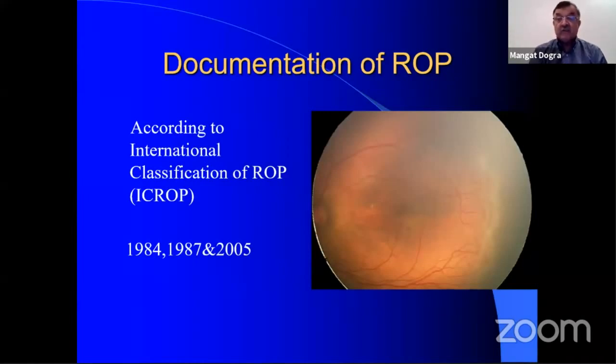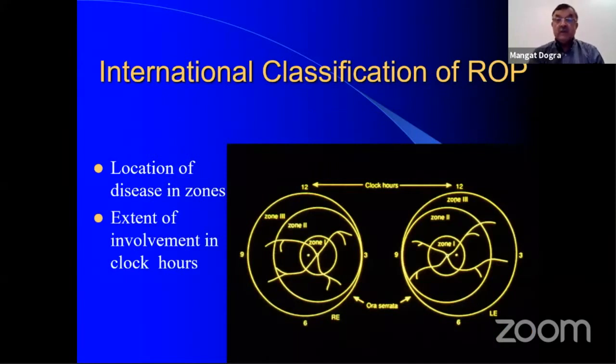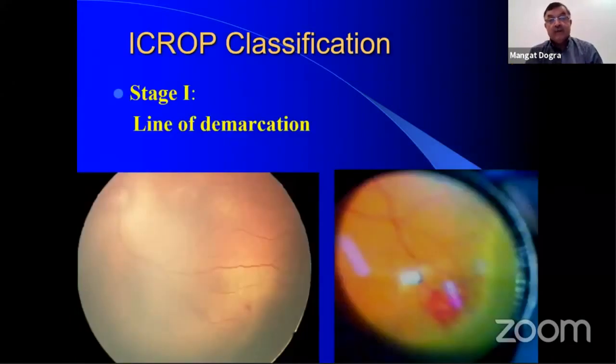And documentation of the ROP is according to the international classification. And this is one classification which is universal. And we must know about the zones. Zone 1 is if you draw a circle twice the distance from disc to macula, and the disease in this is more severe. And zone 2 is if you draw a circle with the nasal ora serrata, which will almost go near the equator. So most of the disease we find in zone 2, but very severe in zone 1. And if there is something in zone 3, which is a temporal crescent, it is not serious, that will usually regress on its own.